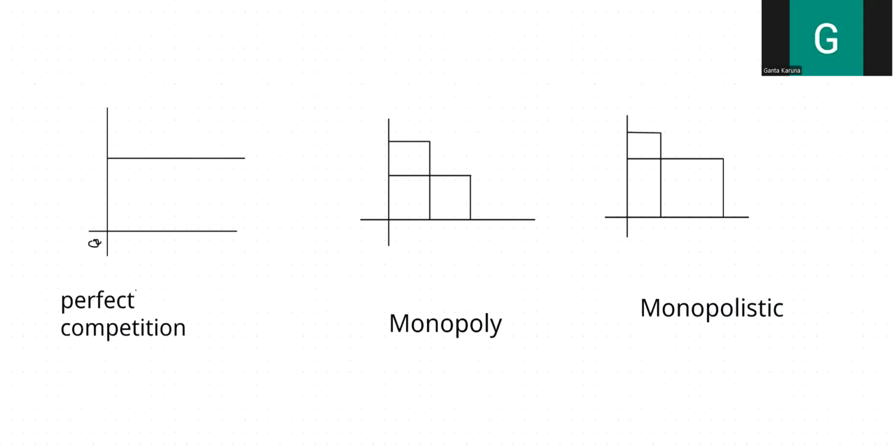Now, here we are going to see about three different curves of market structures. So first comes the perfect market. Perfect competition is one such kind of market. Here the y-axis is going to be represented with the price, and this will be our x-axis, which we represent as quantity.